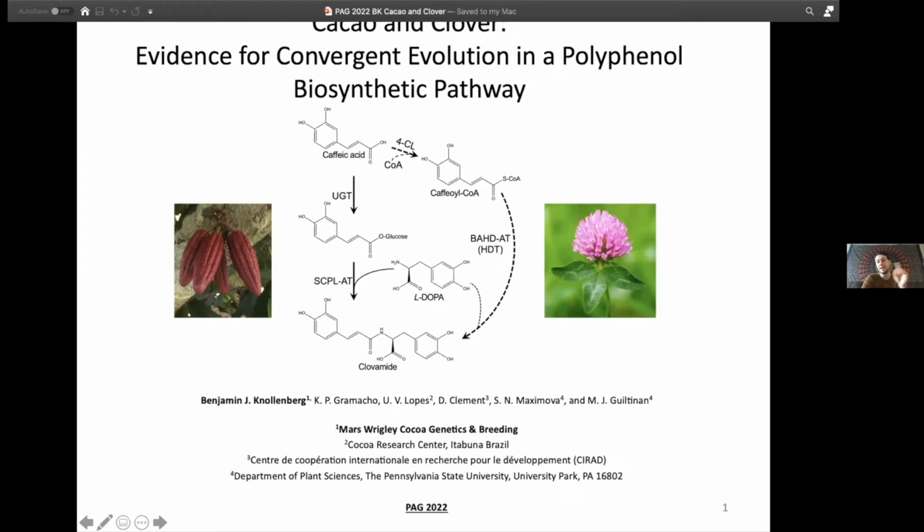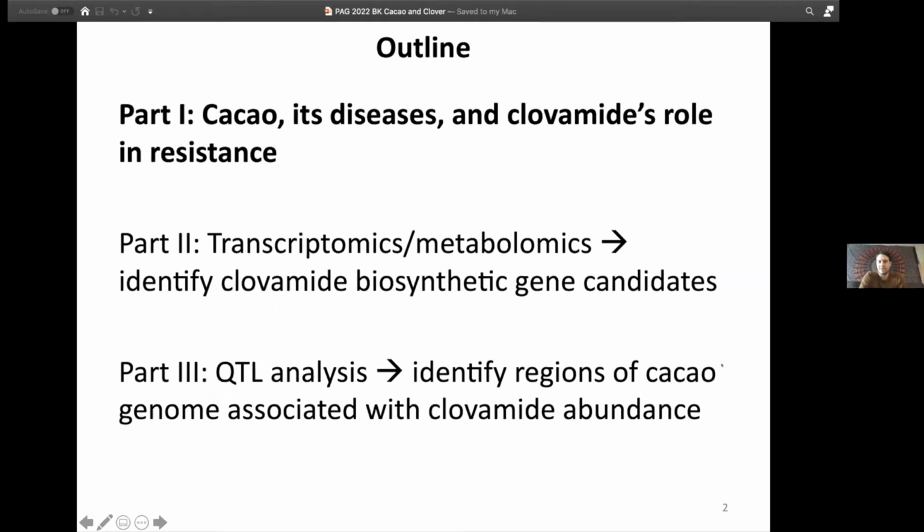So both red clover and cacao make the same compound, clovamide, but I'm hoping that I can convince you today that they make them in different ways, and it's an example of convergent evolution. I'm going to briefly go over my intro slides, which I think everybody has covered pretty well so far, so I can skip through those. Then I'll talk about the transcriptomics and metabolomics work and some of the gene functional characterization, and then a little bit on QTL analysis to identify regions of the cacao genome associated with clovamide abundance.